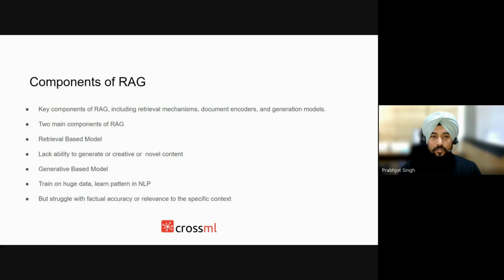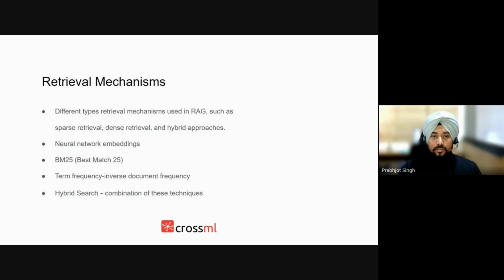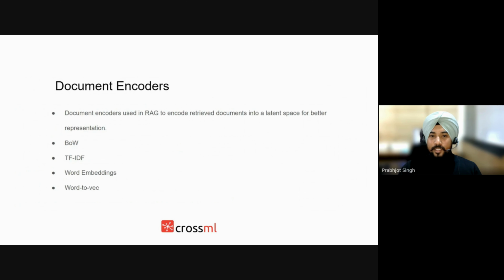Okay, great. So there is a component named document encoders also, right? So what is that? I have read that document encoders are used in RAG to encode retrieved documents into latent space for better representation. And how does it work actually?